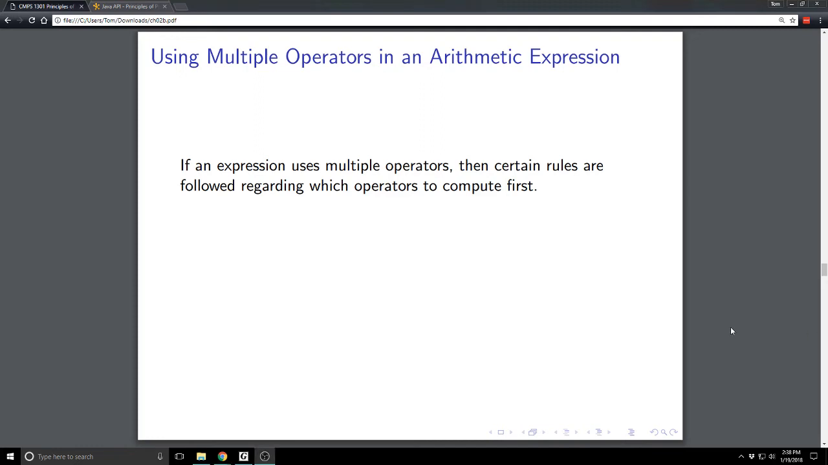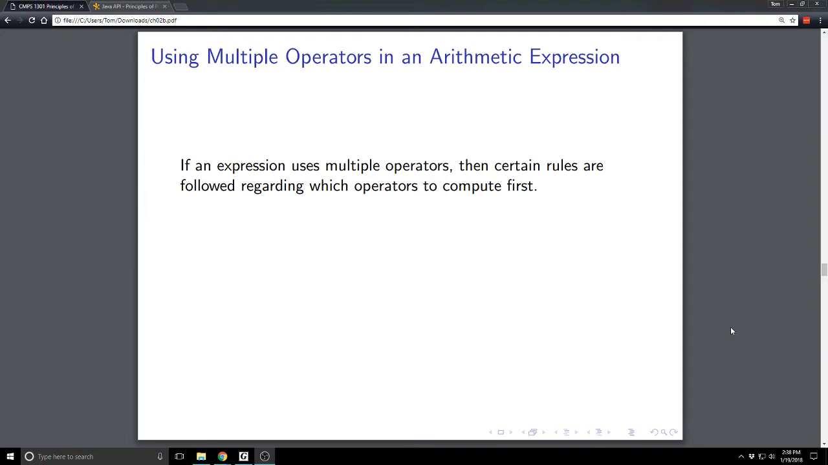In this video, we're going to talk about using multiple operators in an arithmetic expression. Up until now, all of the examples that we've looked at have only had a single operator in there. It was just all plus or all times or just minus or divide. But here we're going to talk about expressions that use more than one operator.